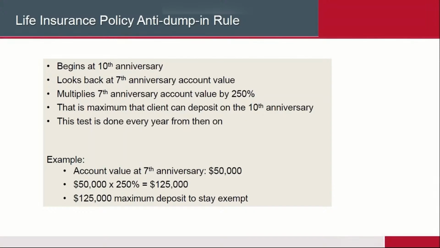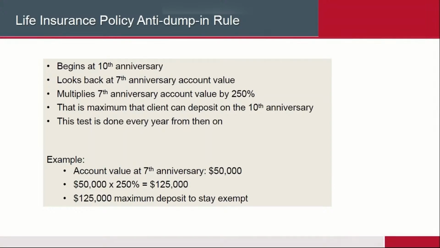This begins at the 10th anniversary. Before that, this rule does not apply. But on the 10th anniversary, the insurance company automatically uses this rule. What it does is it goes back to year 7, in other words 3 years backwards, and it will multiply whatever the account value was at year 7 by 250%. That will be the maximum amount of money that the client can put in at the 10th anniversary.